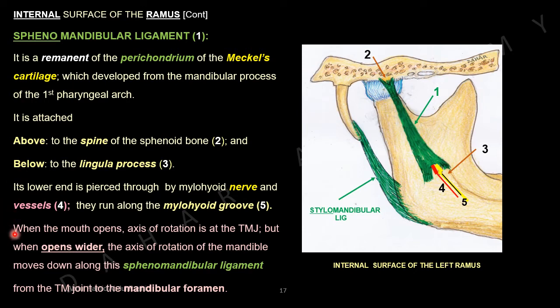When the mouth opens, axis of the rotation is at the temporomandibular joint. But when the mouth opens wider, the axis of the rotation of the mandible moves down along the sphenomandibular ligament from the TM joint to the mandibular foramen.